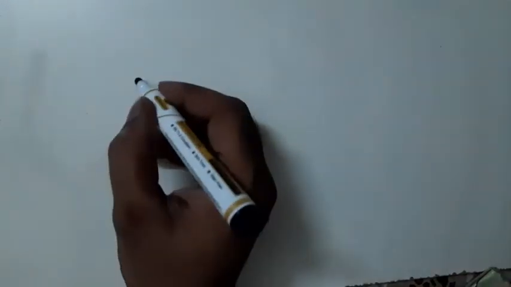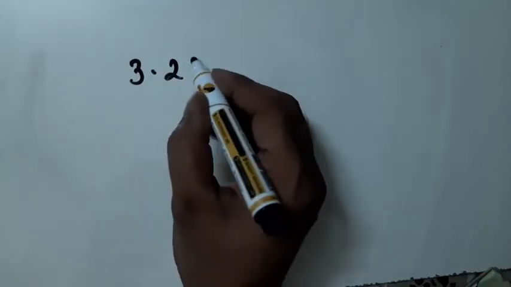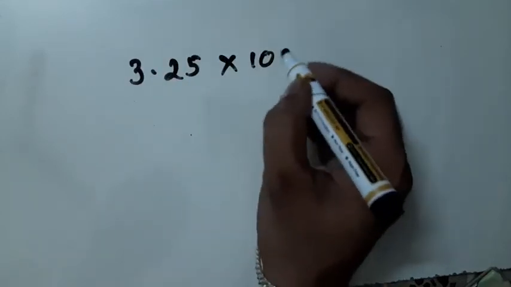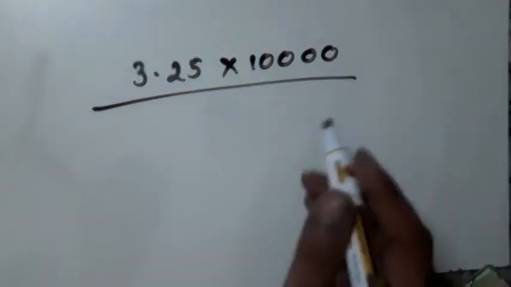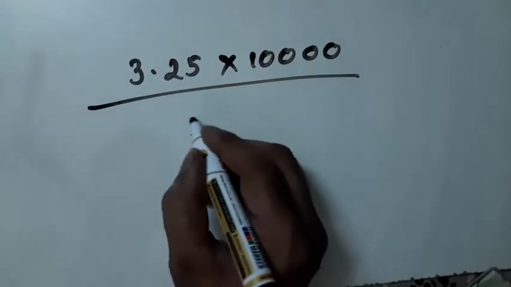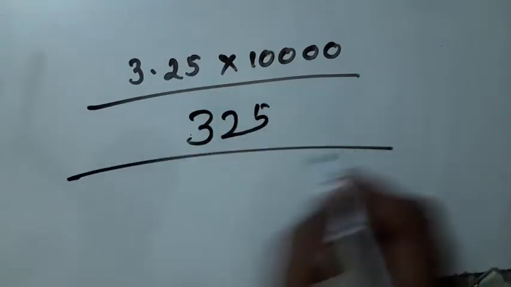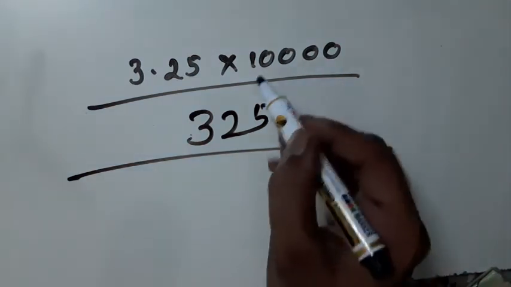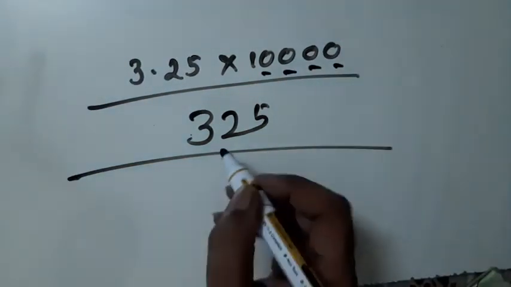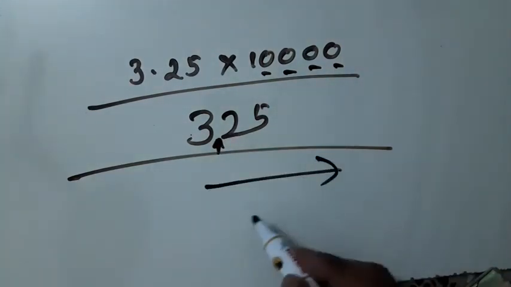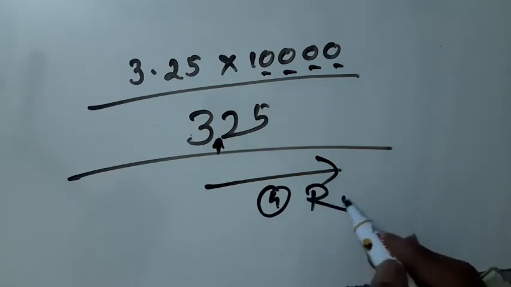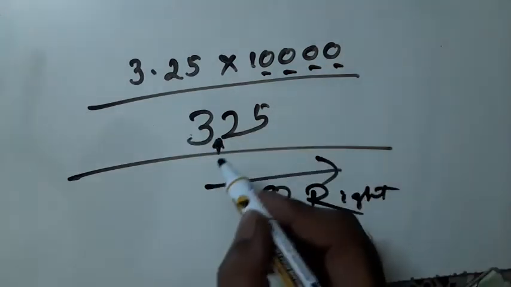Let's take some more examples. So let's take here 3.25 multiplied by, suppose we have 10,000. So here the same thing, first we will write down the number as it is without the point. So this is the number without the point. After that you have to count the number of zeros. So 1, 2, 3, 4 zeros. So the point is here now. It has to move 4 places towards the right side, remember. So just count 4 places.